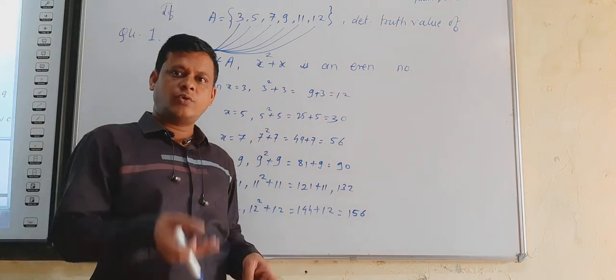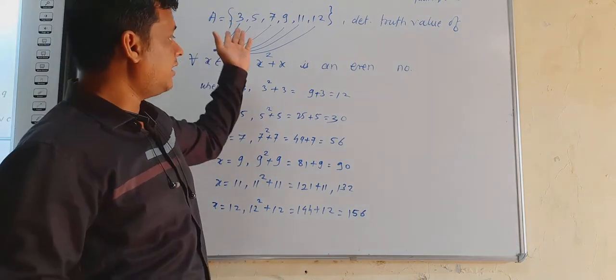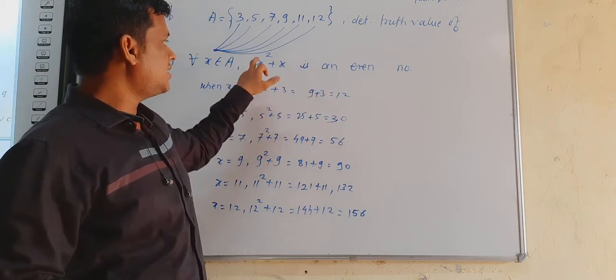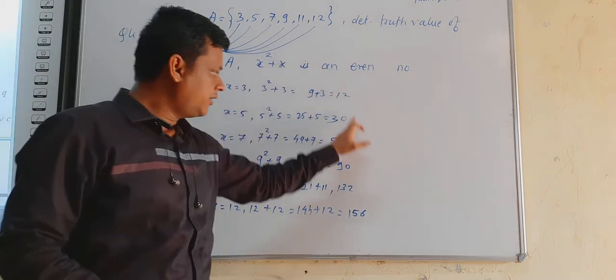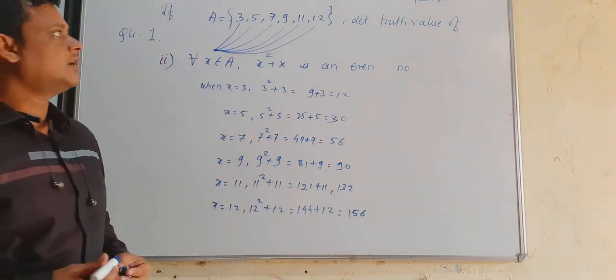that is 144 plus 12 equals 156. That means for every value of x which belongs to A, the number formed for the condition x square plus x is an even number. Therefore, the given statement is a true statement.